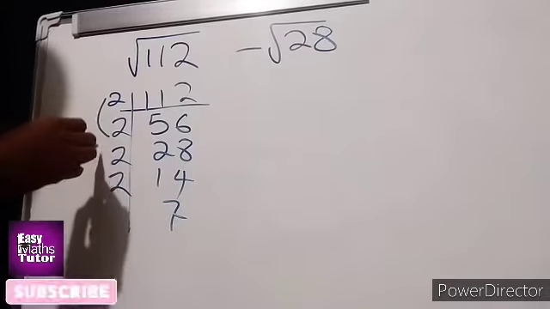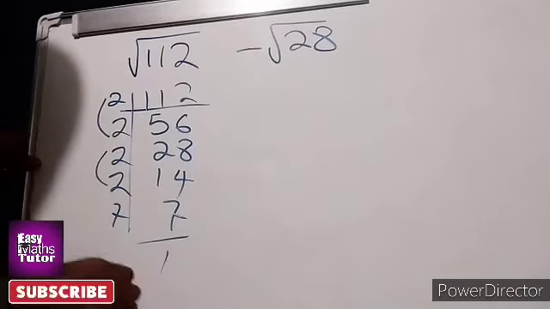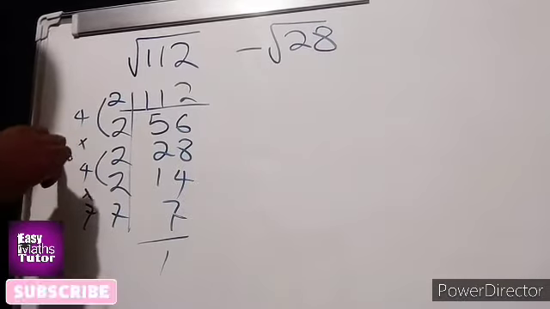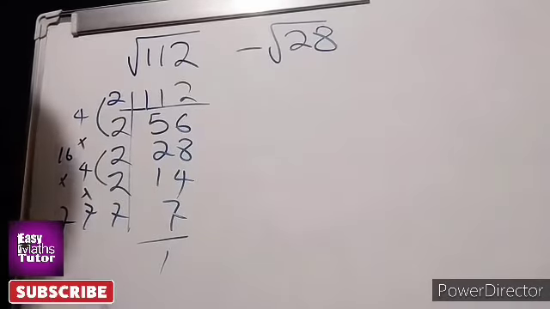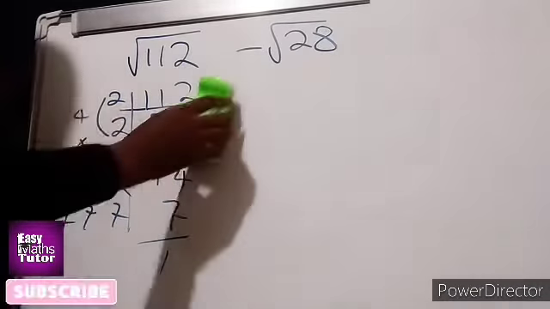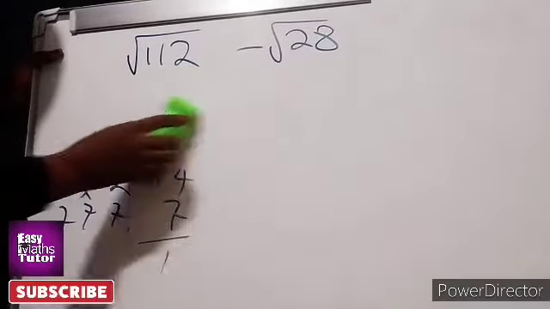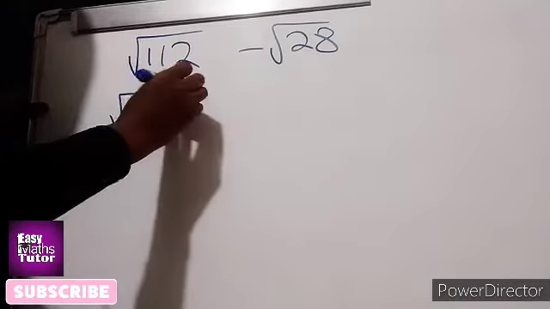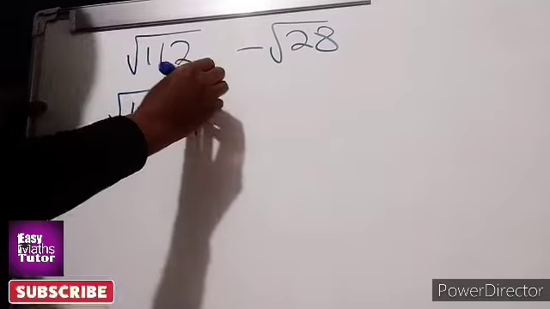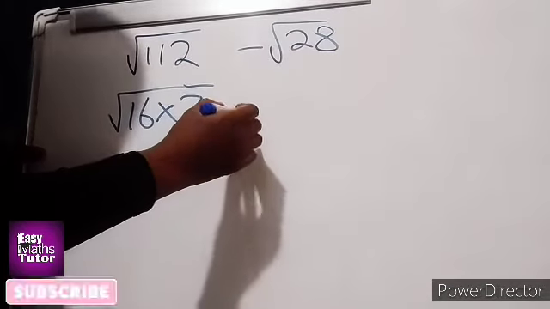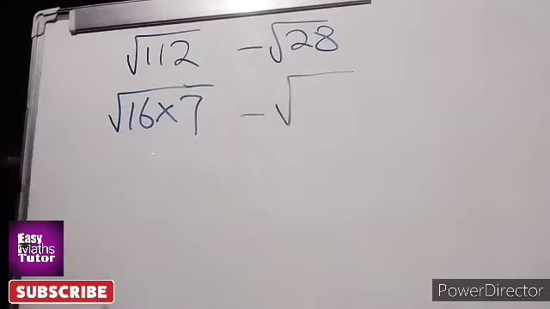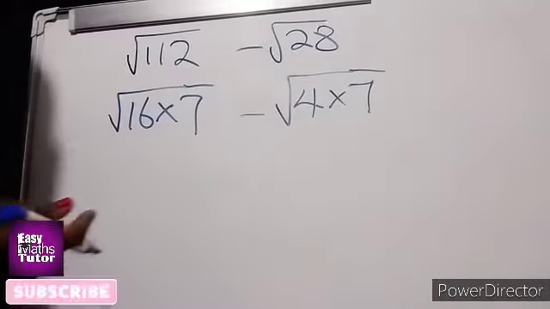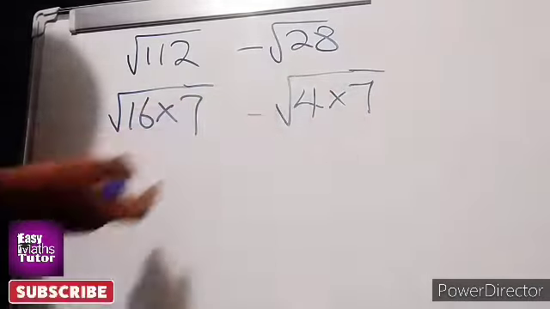So I can already see, 7 goes here, 1. I can already see 4 times 4 times 7, right? Which is 16 times 7. All right? So with that, we're going to use these factors inside the square root. So we'll have 16 times 7 for 112, minus 28. We know we have 4 in 28, which is 4 times 7.